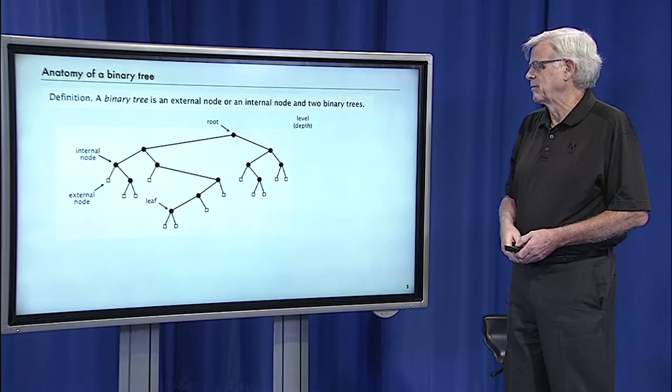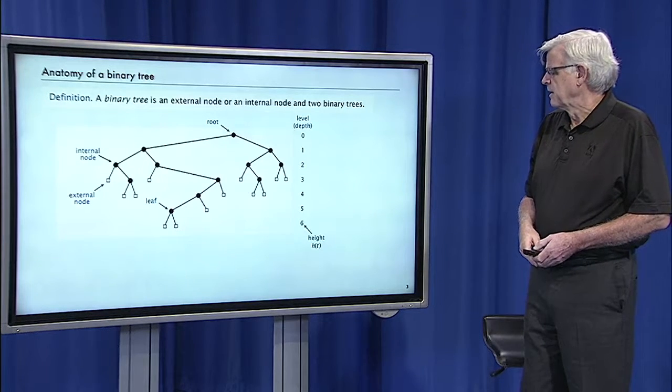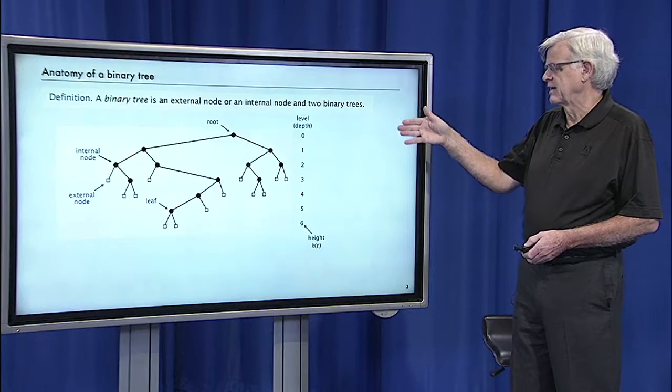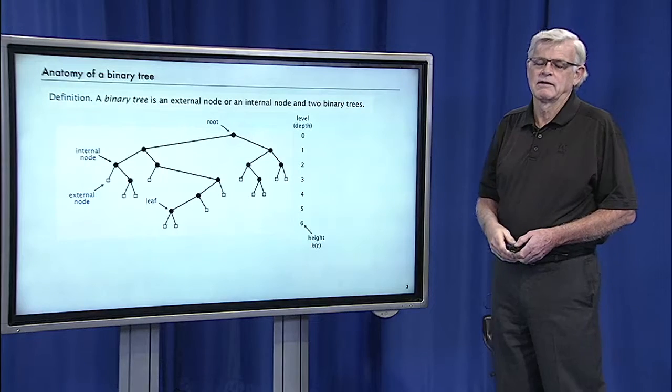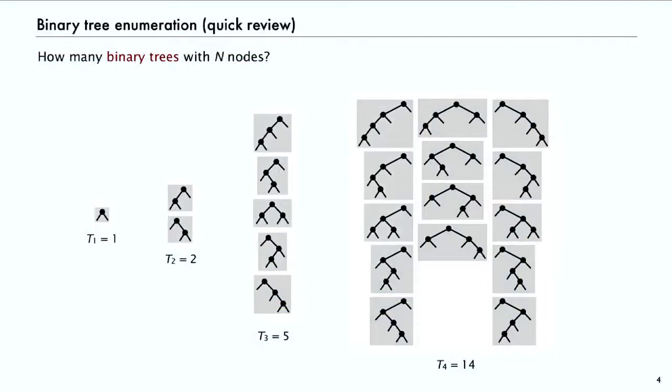We've talked about binary trees before. So now we refer to the level or the depth of a node in the tree, starting with the root at depth 0, the children of the root at depth 1, and so on. And the depth of the deepest node in the tree, that's what we call the height of the tree. And we'll look at other parameters of trees later on.